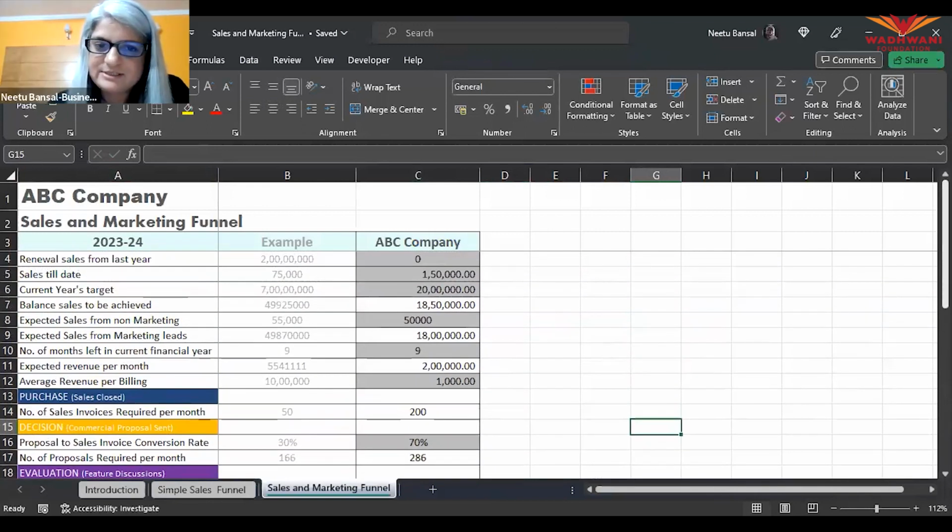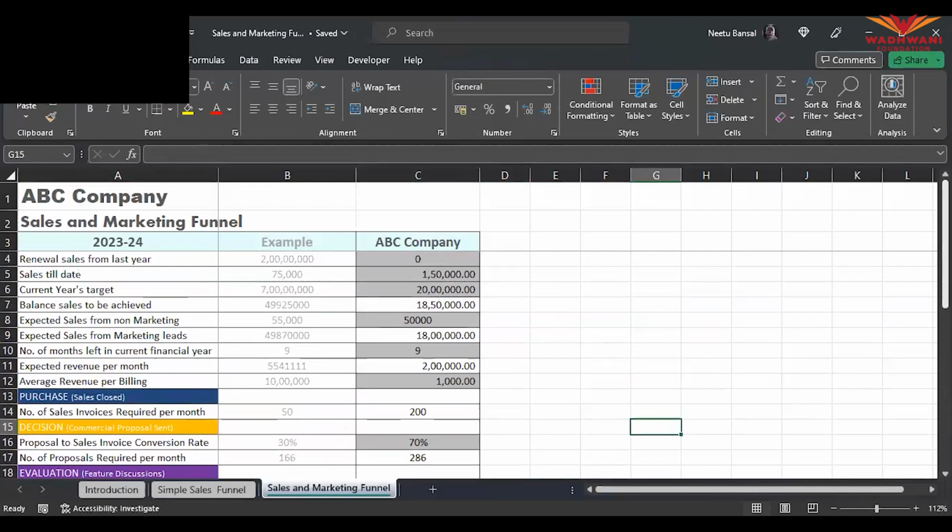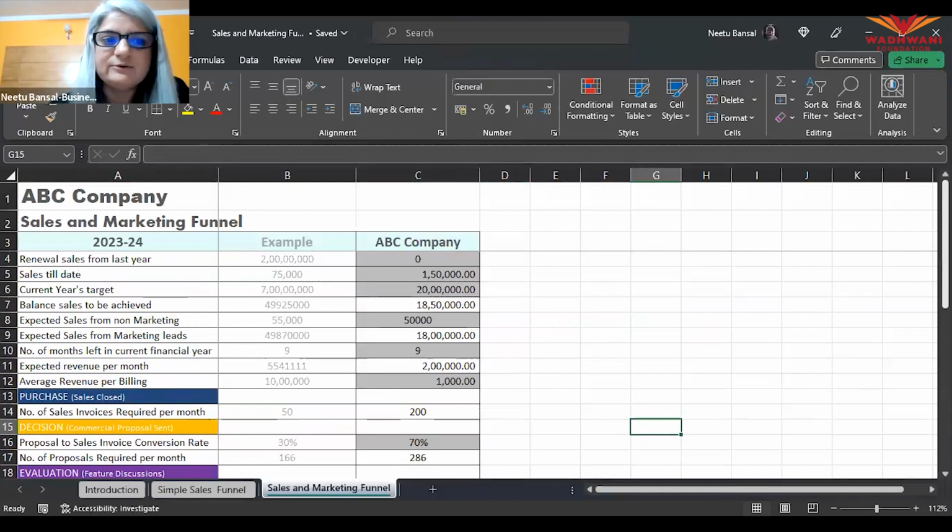Any other questions? Hi ma'am, is this for a product or a service, or can both of them use this? It applies for both. If you notice, I did not mention what the product or service is. It applies for both.